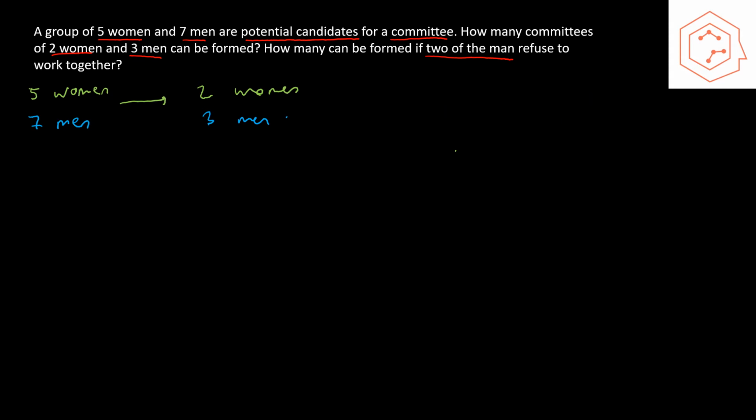Now if we consider our spots, we have 2 spots for women and 3 spots for men. For the women, we have 5 choose 2 potential groups. For the men, we have 7 choose 3 potential groups. And so for each of these groups for the women, we have 7 choose 3 groups for the men, and that forms a group for the committee.